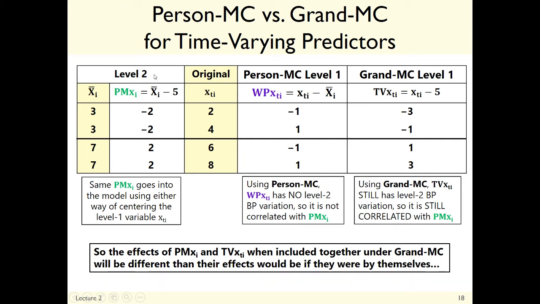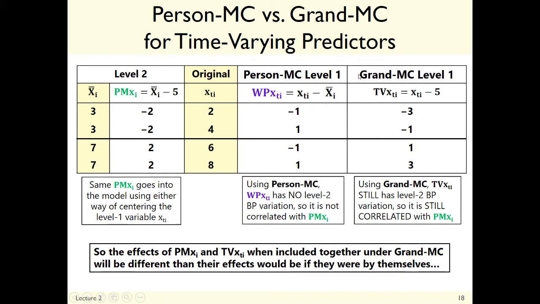So either way, we're putting the same level 2 information in the model. Here are 2 rows of data for one person, and 2 rows of data for another. This person has a value of 2 and 4, this person has a value of 6 and 8. So for the first person, their person mean is 3, the second person, their person mean is 7. I want to center that at some middle value, let's pick 5. Here's the level 2 variable that goes in the model: the person mean centered at a constant so that 0 means something. So this person is low on average, this person is high on average.